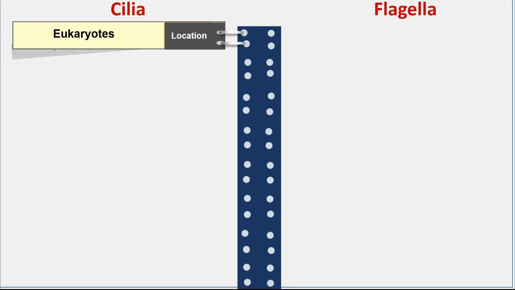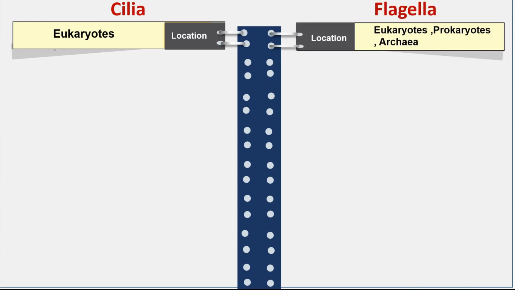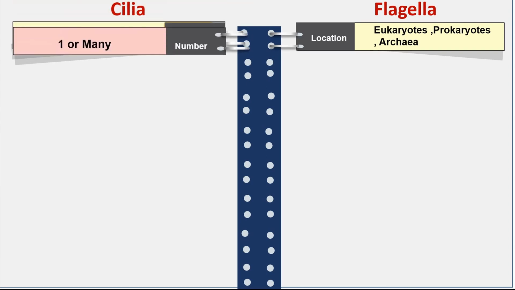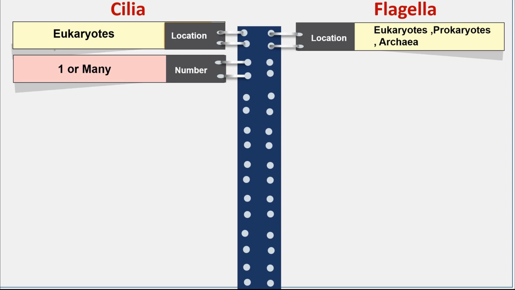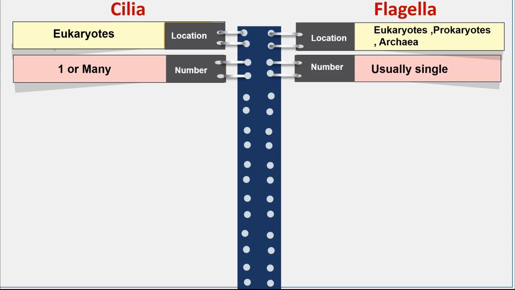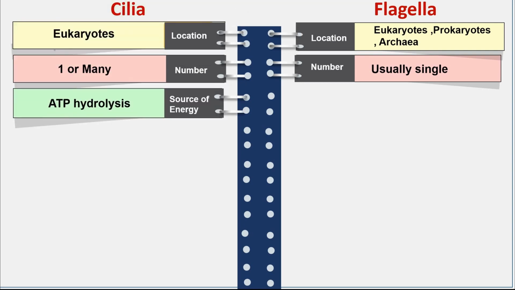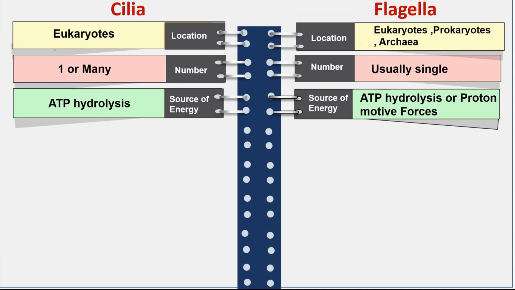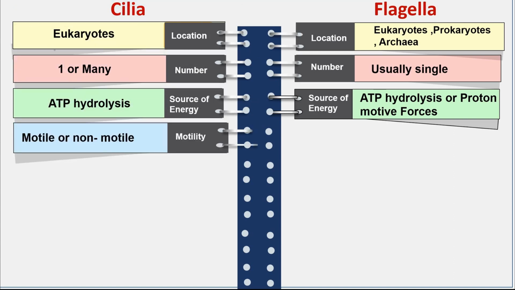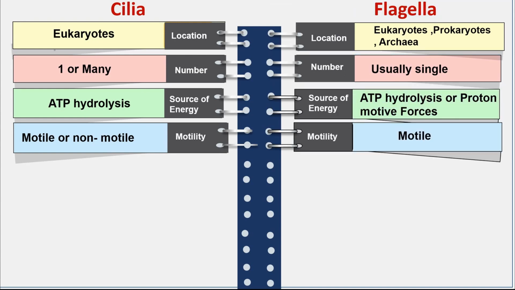Location. Cilia are found in eukaryotes, but flagella are found in eukaryotes, prokaryotes, and archaea. Number. Cilia are one or many, but flagella are usually single. Source of energy. The source of energy of cilia is ATP hydrolysis, but the source of energy of flagella is ATP hydrolysis or proton motive force. Motility. Cilia are motile or non-motile, but flagella are motile.